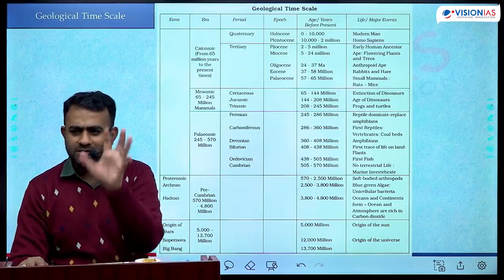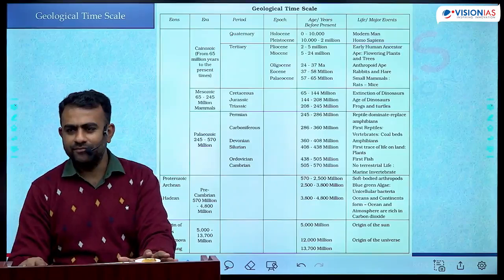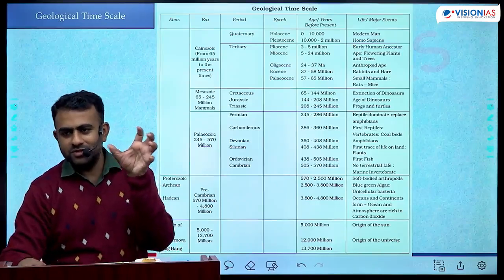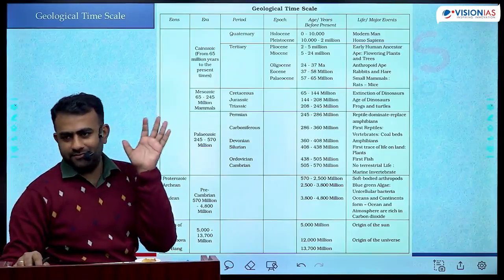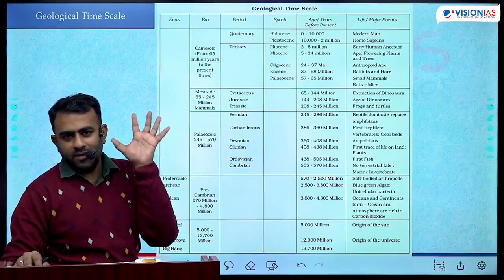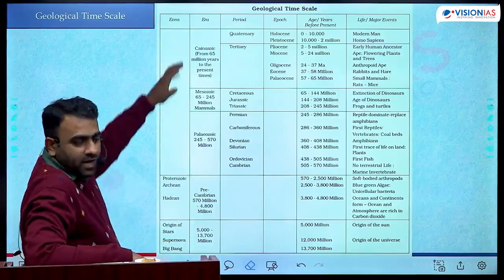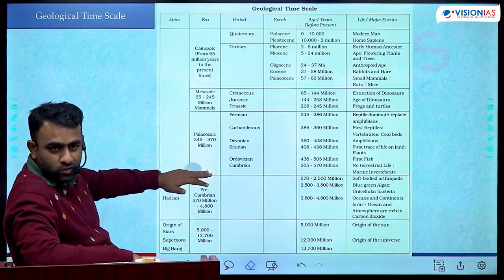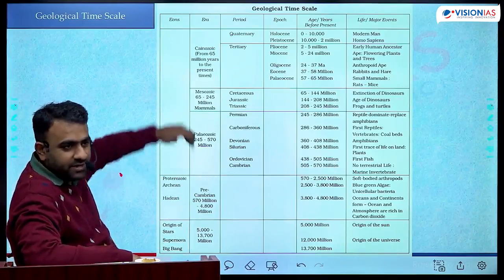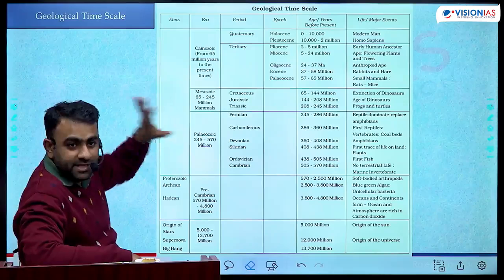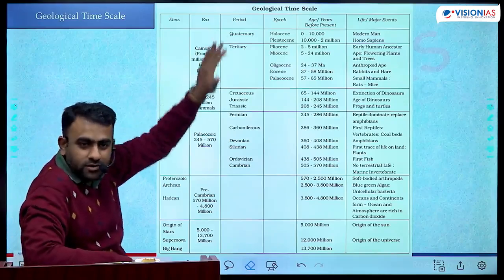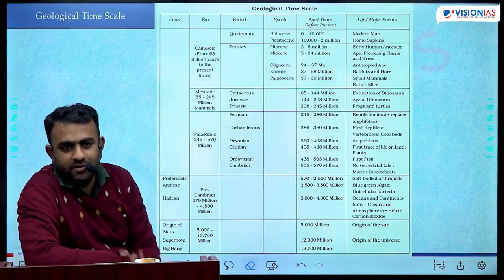In the last 2 months, maximum life has evolved. That is the time which we call modern life. The abundance of life that we see here begins the Phanerozoic. 570 million years is the time of life on the earth. In 4000 million years not much happened.